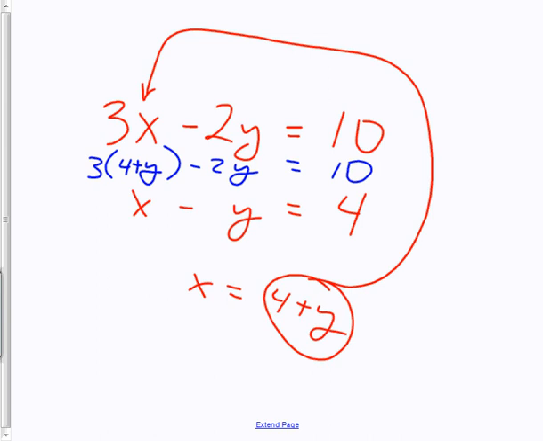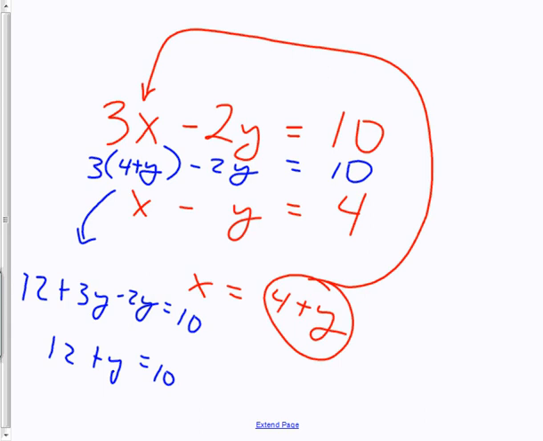And now I'm going to rewrite that down here. 3 times 4 is 12, plus 3y minus 2y equals 10. And that's 12 plus y equals 10. And I subtract 12 from both sides. y equals negative 2. Did you get the same thing as me?